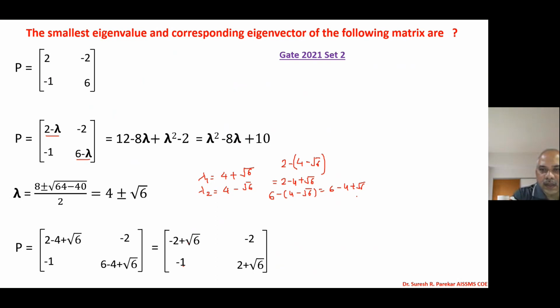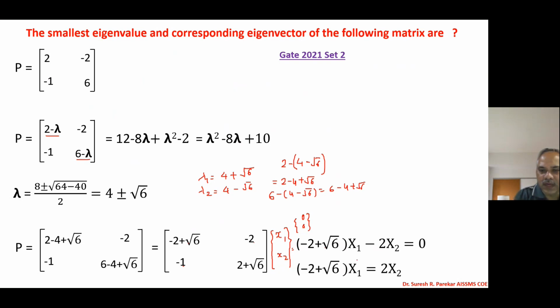Then we are with this matrix times x1, x2, equal to 0, 0. Then we have minus 2 plus root 6 into x1 minus 2x2 equal to 0. From this we get minus 2 plus root 6 into x1 equal to 2x2. Now whatever the coefficient of x2 is, that is the value of x1. So x1 equals 2 and x2 equals minus 2 plus root 6.